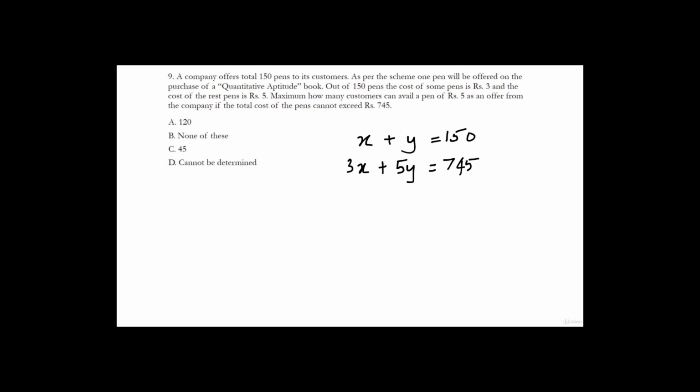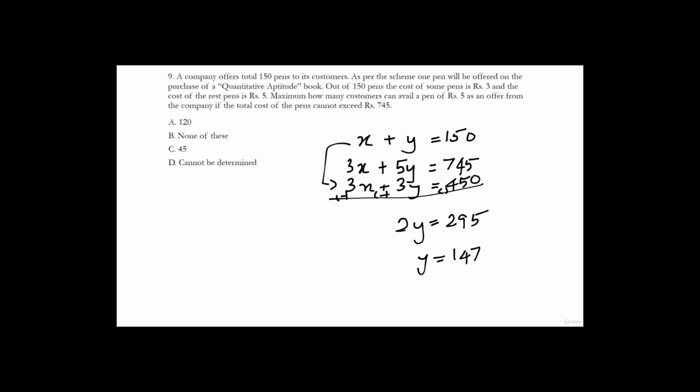So by solving this, what do we get? This equation actually becomes 3x plus 3y is equal to 450. Now by subtracting these two equations, we get 2y is equal to 295. So that gives y is equal to 147.5. So to obtain exactly 745 rupees, we have to sell 147.5 pens, but pens cannot be sold in decimals, which means 147 pens can be sold.